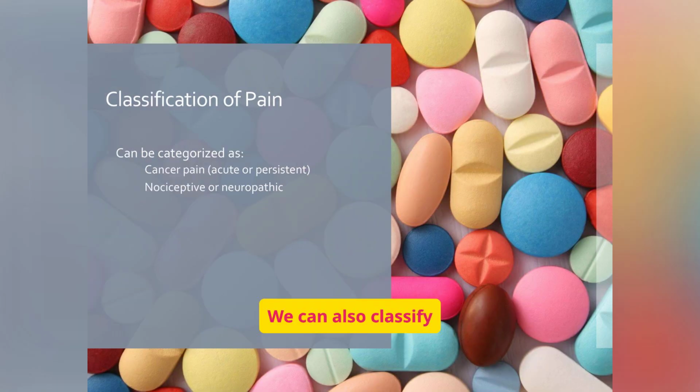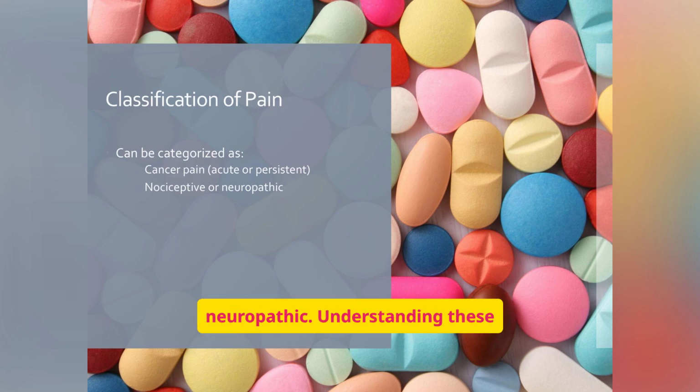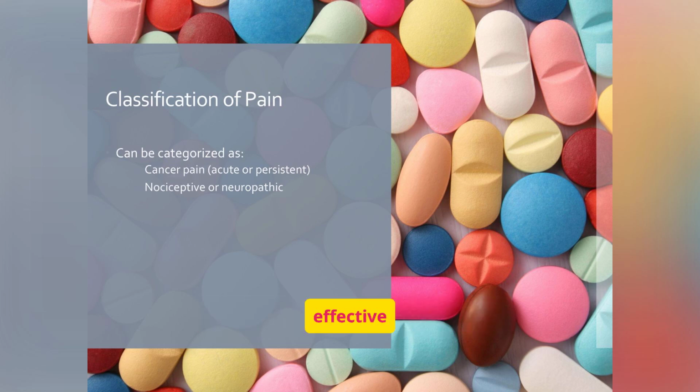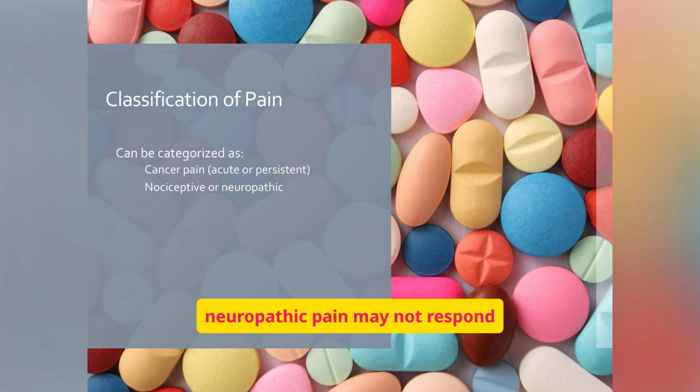We can also classify pain as cancer pain, which can be acute or persistent, or by its underlying mechanism, nociceptive or neuropathic. Understanding these classifications is key to effective treatment. These classifications help providers choose the right interventions. For example, neuropathic pain may not respond well to standard opioids and might need other types of medications like anticonvulsants.